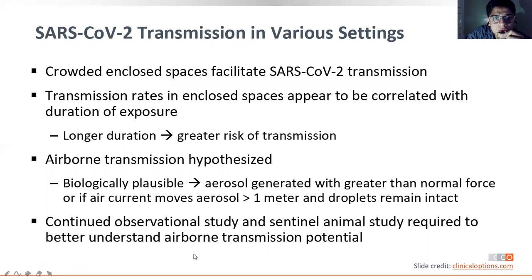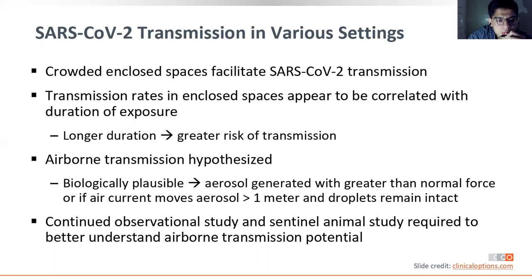COVID is transmitted more when crowds are enclosed in a very small space with no ventilation, where there is a very high chance that everyone can get the coronavirus. The transmission risk increases in enclosed spaces. When many people are in a small room, and the longer they stay there, there is a very great chance of transmission of the coronavirus by air, by droplets, or in many ways.